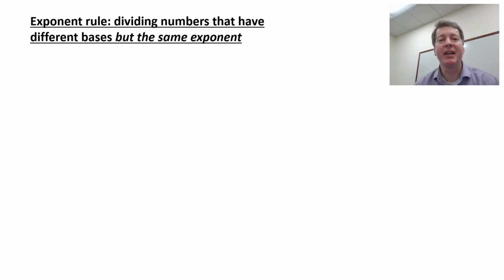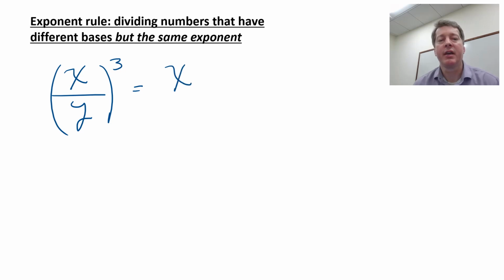Let's talk about dividing numbers that have different bases but the same exponent. So what do I mean? Suppose you had x over y, cubed. That is the same thing as x cubed over y cubed. You cube the top and you cube the bottom.